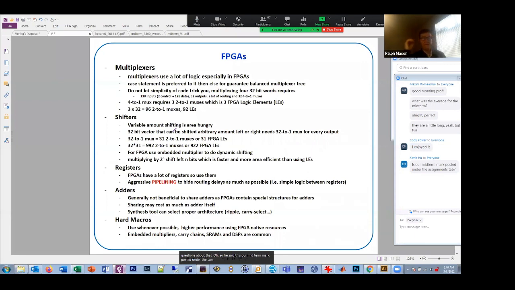Yeah, next thing about FPGAs, there's a couple of things to keep in mind here.